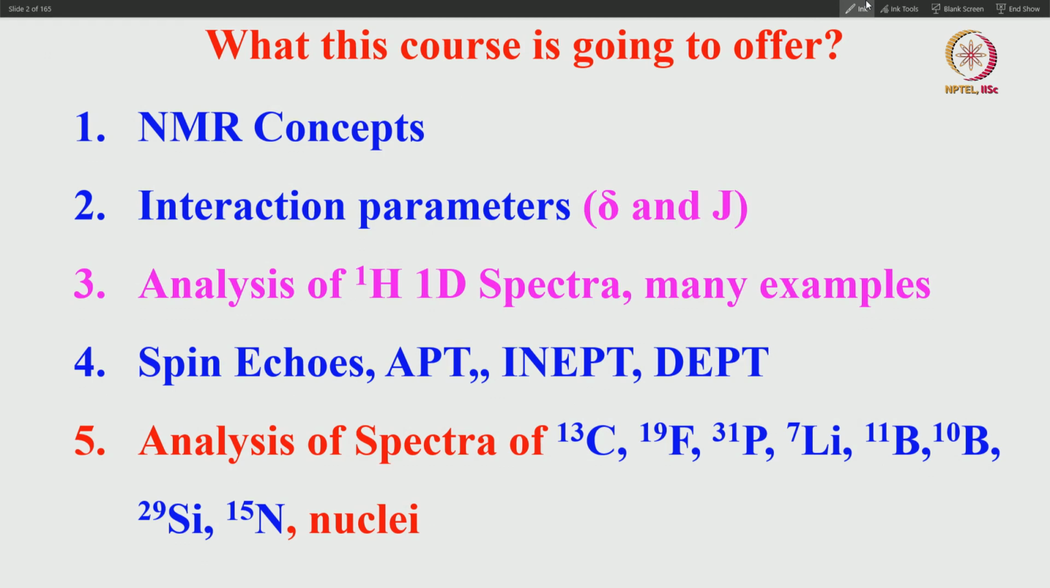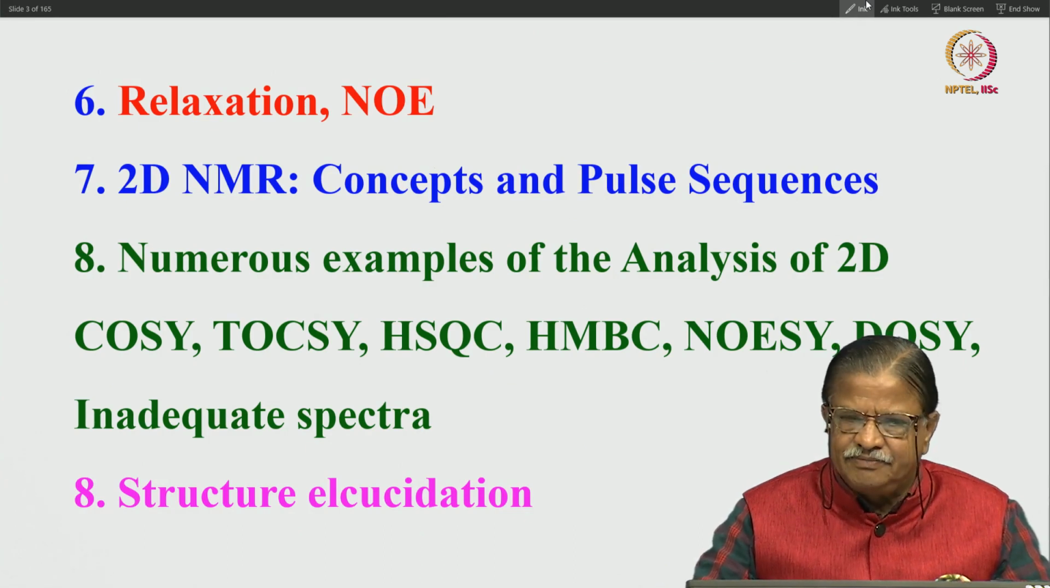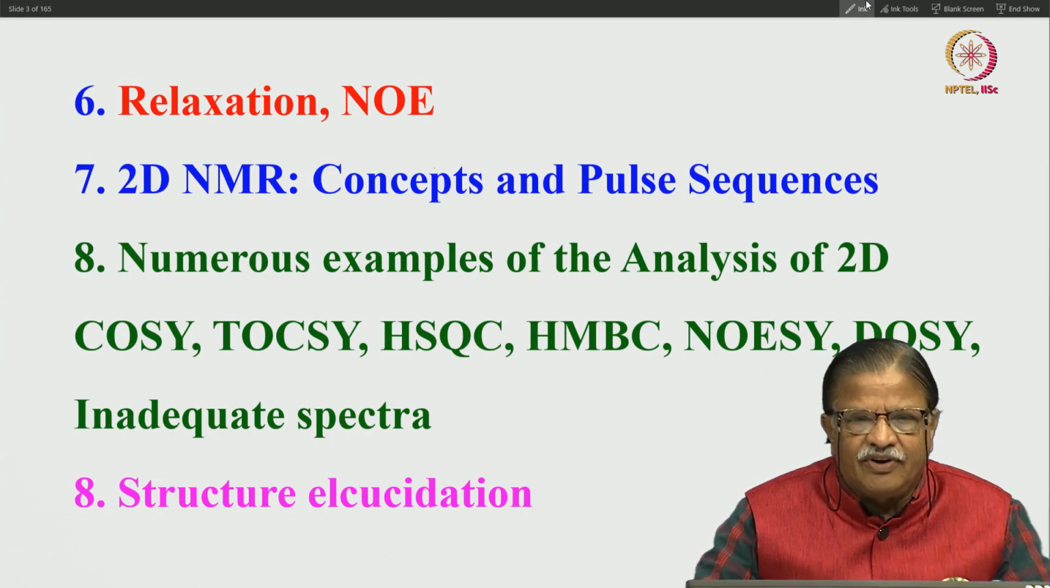Subsequently, I would like to analyze spectra of a large number of spin half nuclei, especially carbon 13, fluorine, phosphorus, lithium, boron, silicon, nitrogen 15, etc. All those things we will try to analyze, with one or two examples for each of these nuclei. And we will also discuss relaxation and the nuclear Overhauser effect.